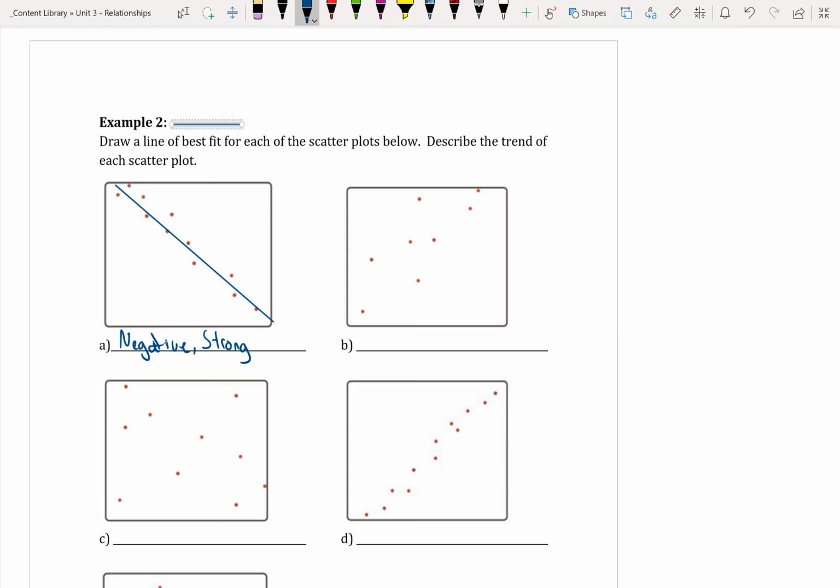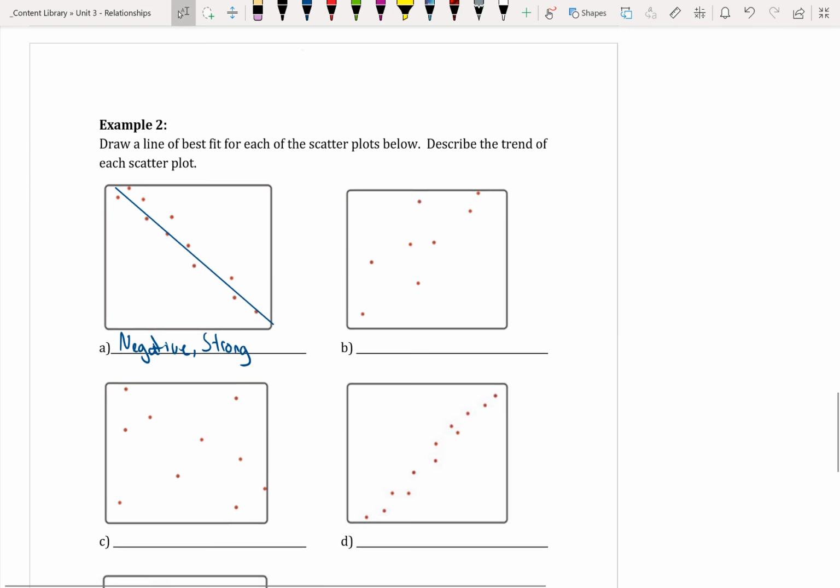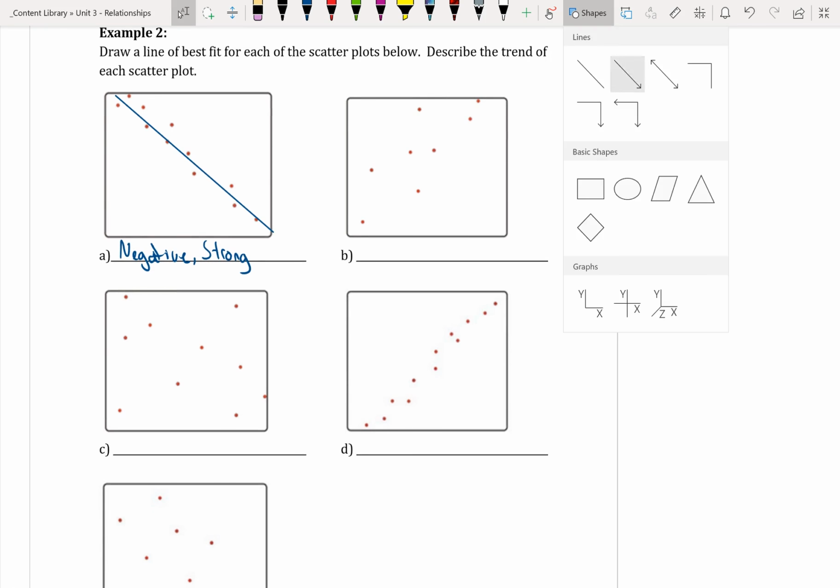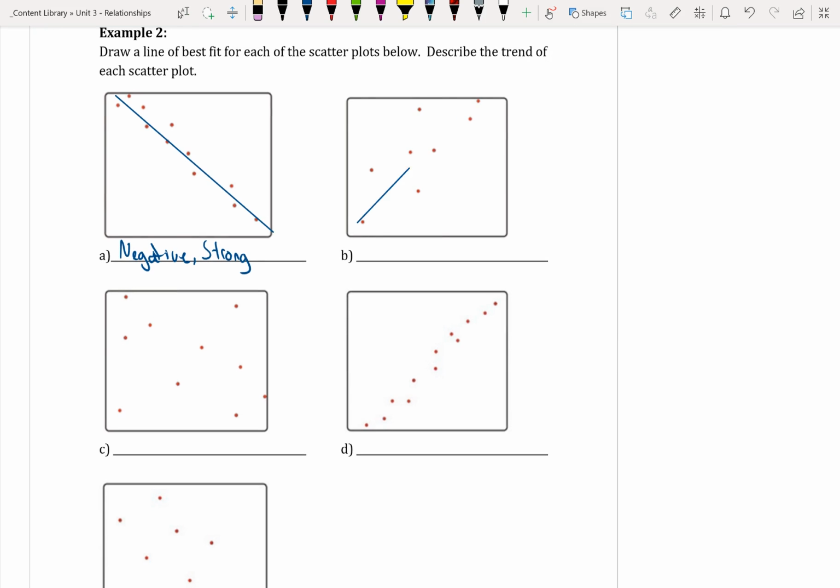In example B, say it might look roughly like that. Again, it doesn't have to go through every single point. Again, you have to take into consideration all 4 of those steps that we had talked about previously to help you come up with the best line of best fit. So this would be considered positive, but weak.